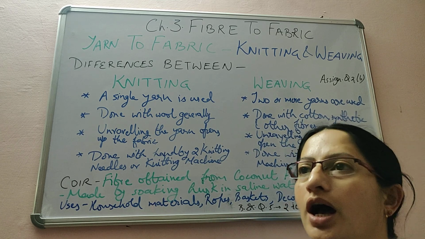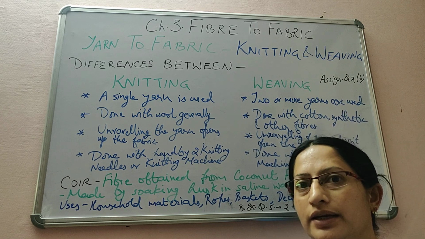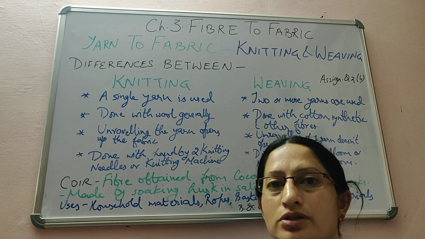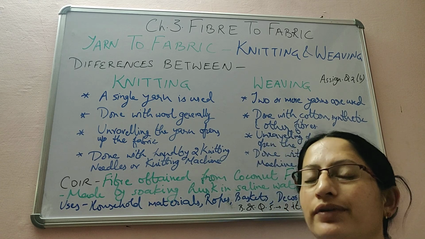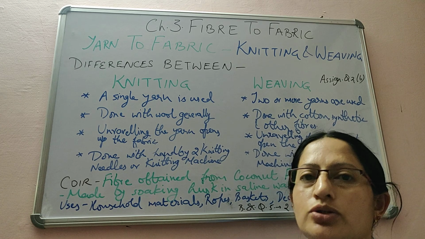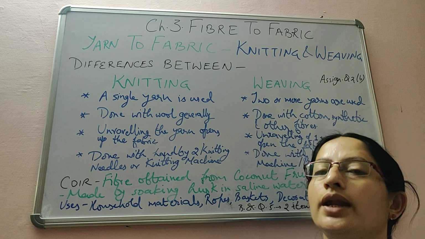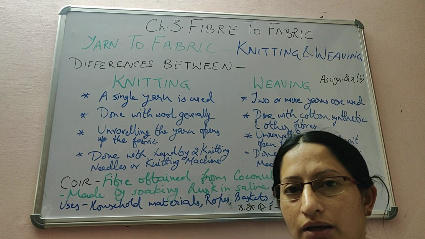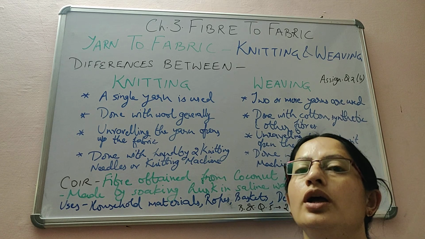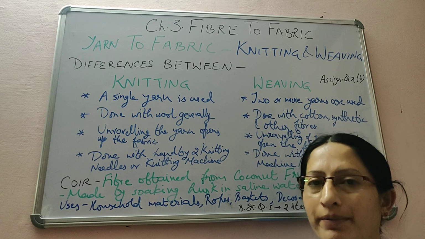how it is grown, how the jute fiber is obtained, that is the process of retting. Then how cotton is separated from the seeds, that is the process of ginning. All this we have discussed in our previous videos. So students, you can go to those videos and you can understand these basic steps of how to convert a fiber to a yarn and then yarn to a fabric.